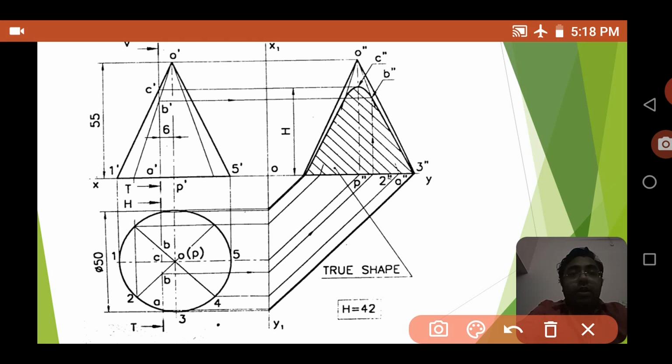So I think this is it for now. I hope you will understand these two problems clearly, and a little bit of elaboration about our section of solids. Now we will discuss more problems in the next class.